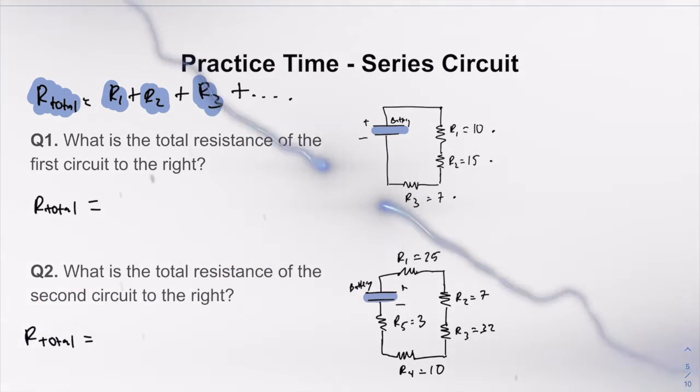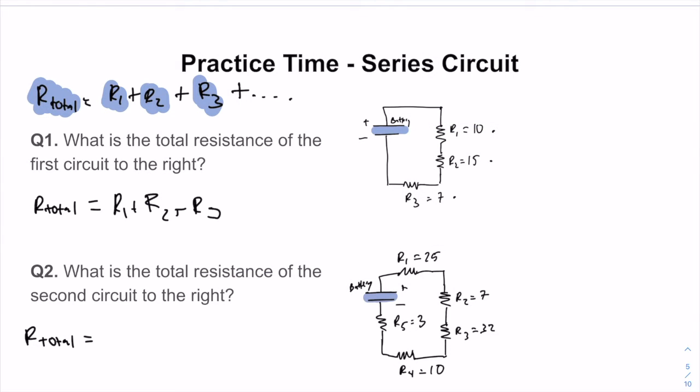All right. So for this one, we have R1 plus R2 plus R3, and we get 10 plus 15 plus 7.